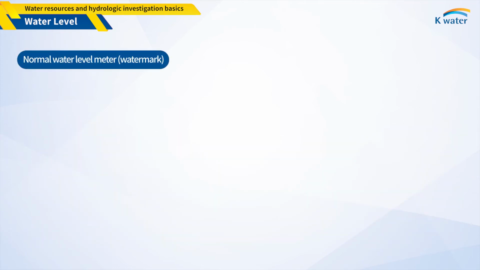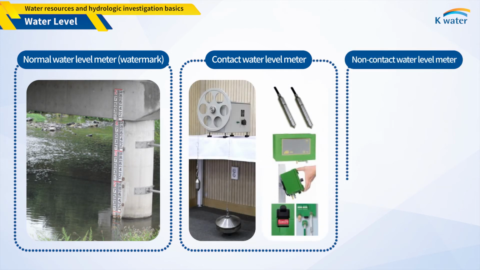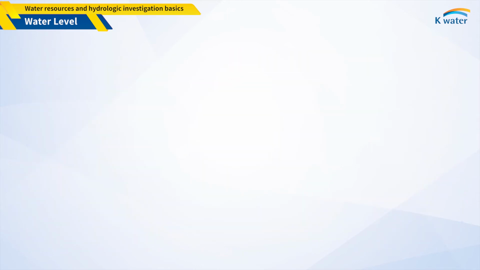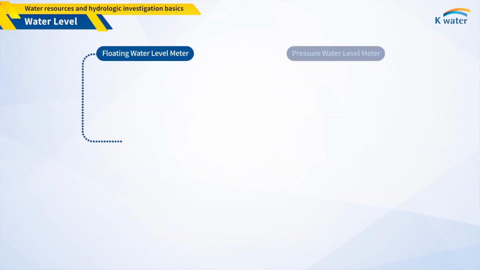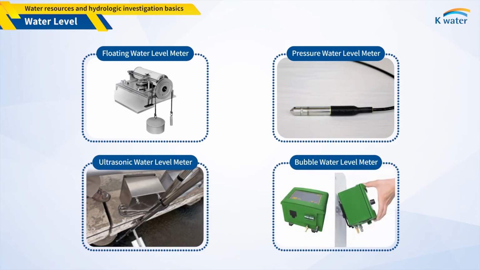A normal water level meter is a device marked with a scale so that the staff can visually check it. And a watermark is usually used. Also, a magnetic water level meter with recording equipment is classified into a contact and non-contact meter. A contact type includes floating, pressure, and bubble meters, and the non-contact type is an ultrasonic meter.